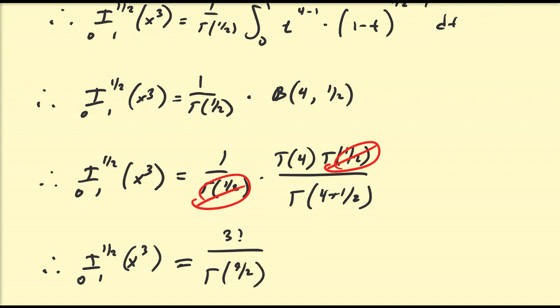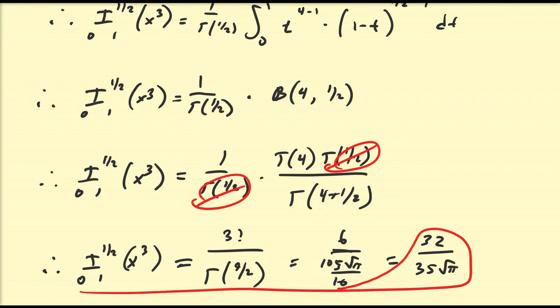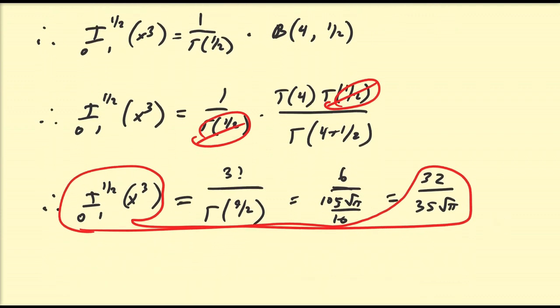Since the closed form of gamma of halves is known, since that's related to the square root of pi over 2, one can find that this is actually equal to 105 square root of pi all over 16, once you use your properties of gamma and gamma 1/2, which of course reduces to 32 divided by 35 root pi. So this is the fractional integral of x cubed at x is equal to 1.